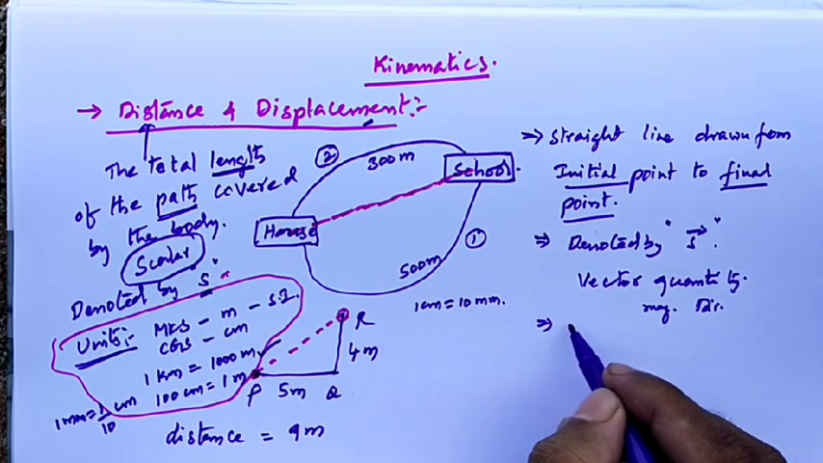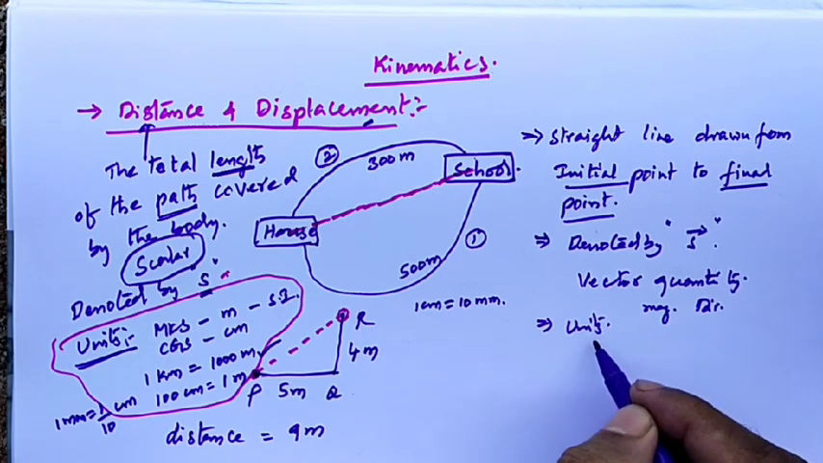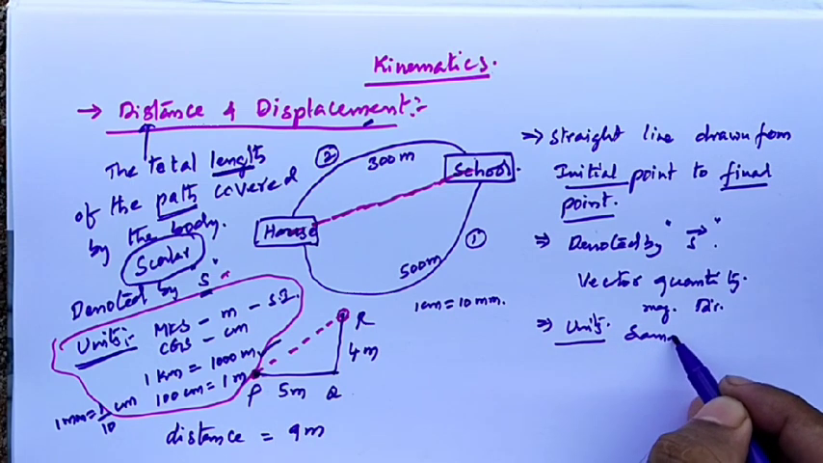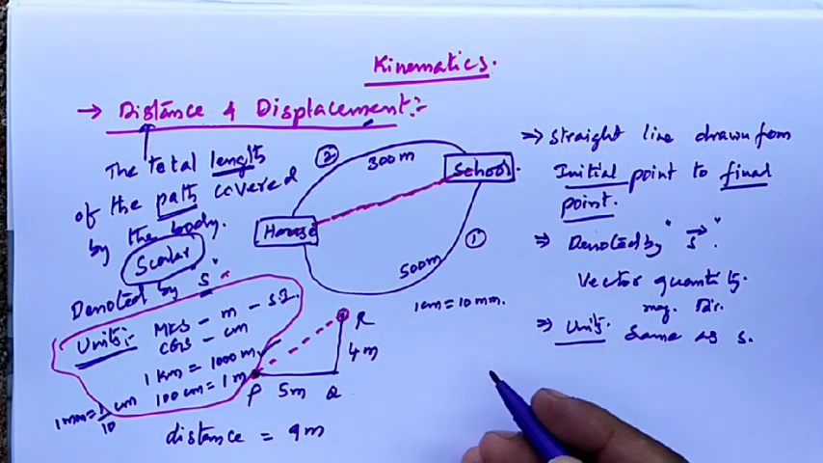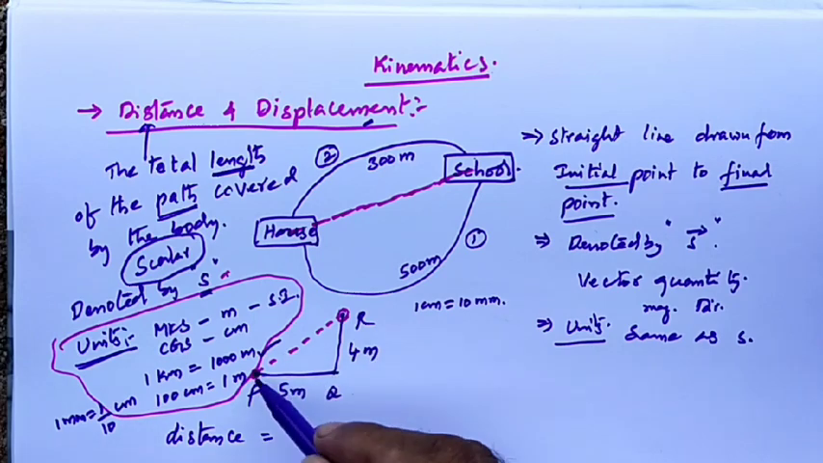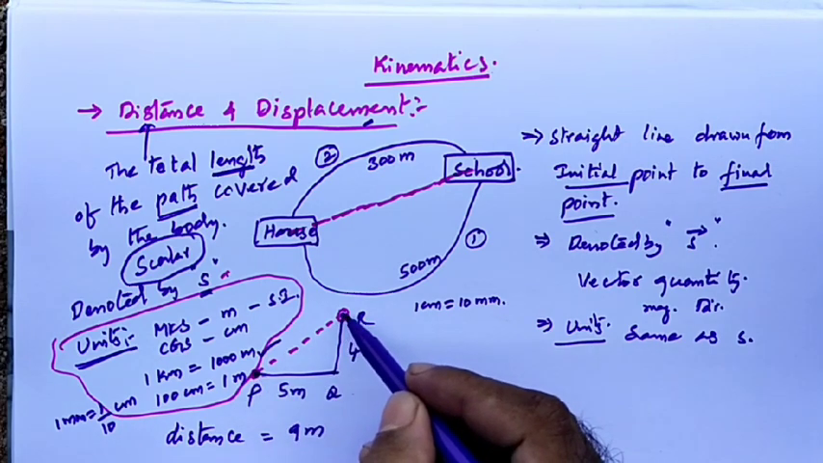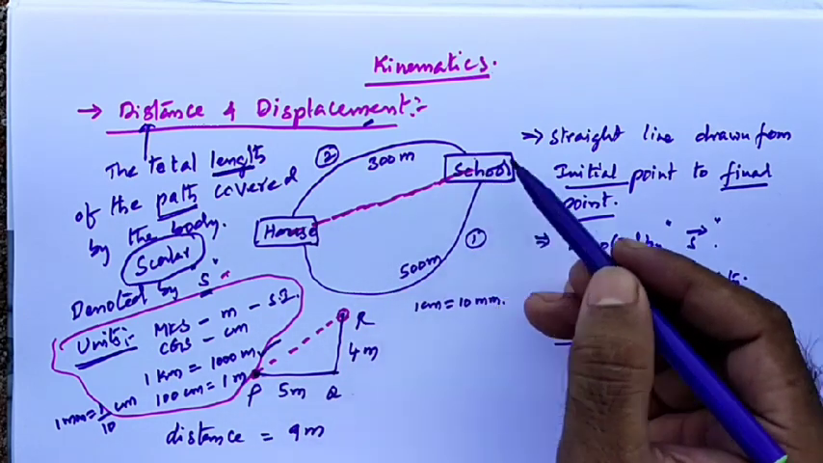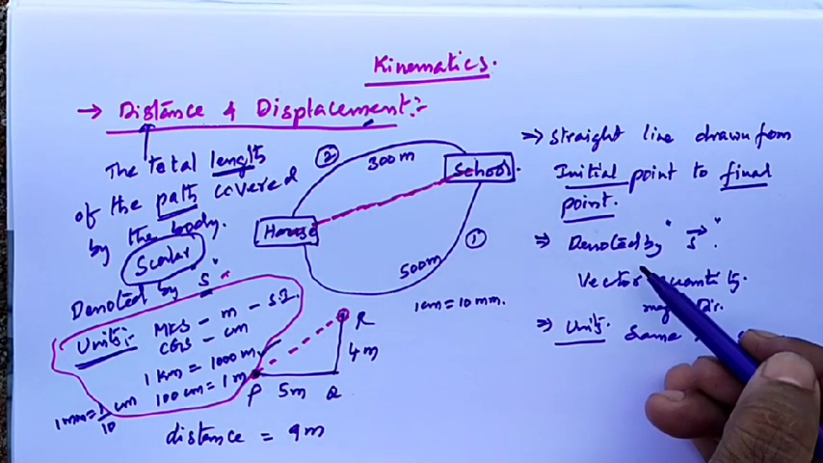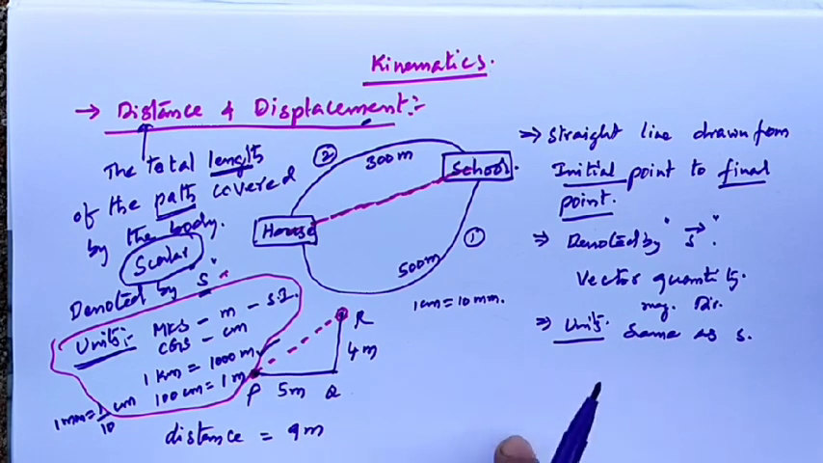What about units? The units are the same as distance, because distance and displacement are both lengths. So here, what is the displacement? The length of this straight line gives the magnitude of displacement. In this way one can calculate the displacement of the body.